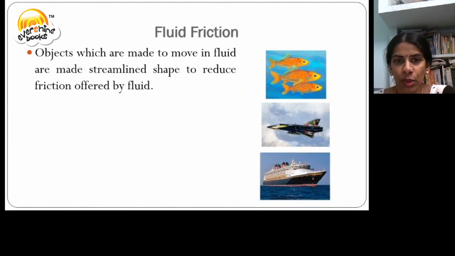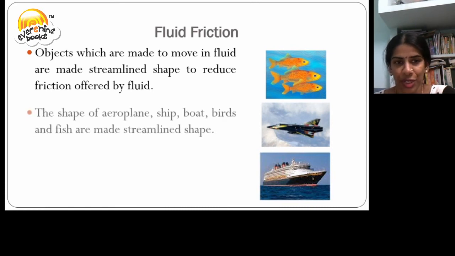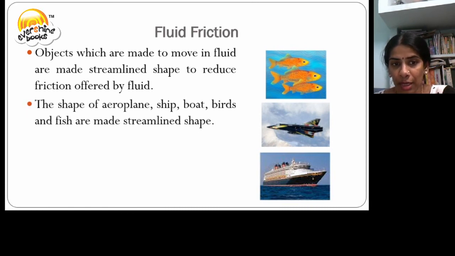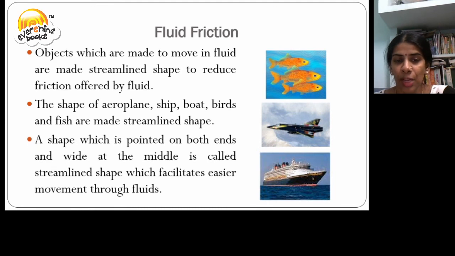Objects which are made to move in fluid are generally of streamlined shape. This reduces the friction offered by the fluid. You can see that the fish, the aeroplane, ship, boat, and birds are all streamlined. A shape which is pointed at both ends and wider in the middle is called a streamlined shape. This facilitates easier movement through fluids.